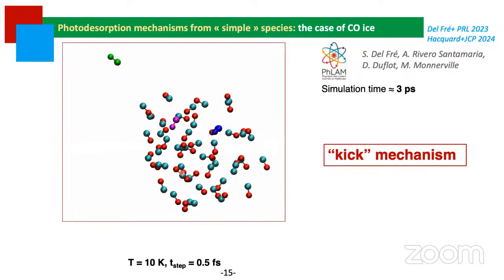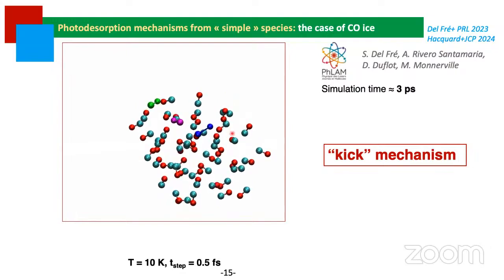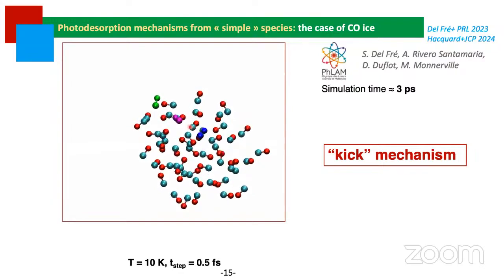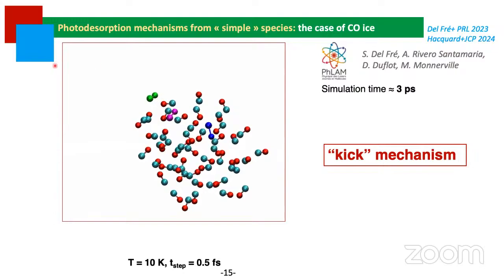Maybe I can show it again. Yeah. So here you've got the excited molecule, and here is a surrounding CO. At some point, the potential becomes attractive. The molecule falls on the excited molecule, and then you've got the energy transfer.